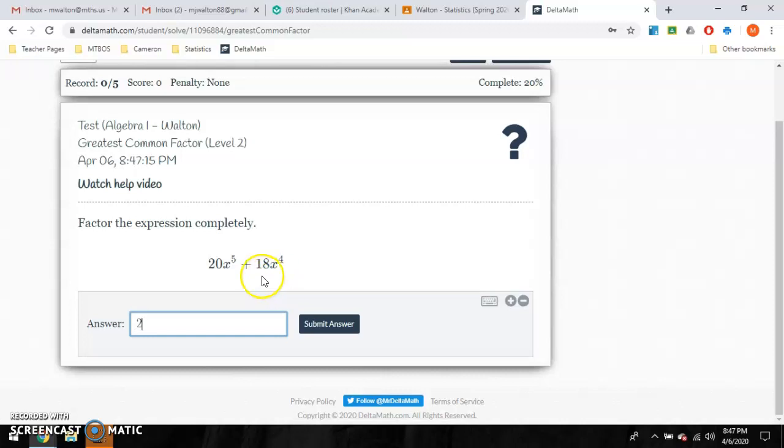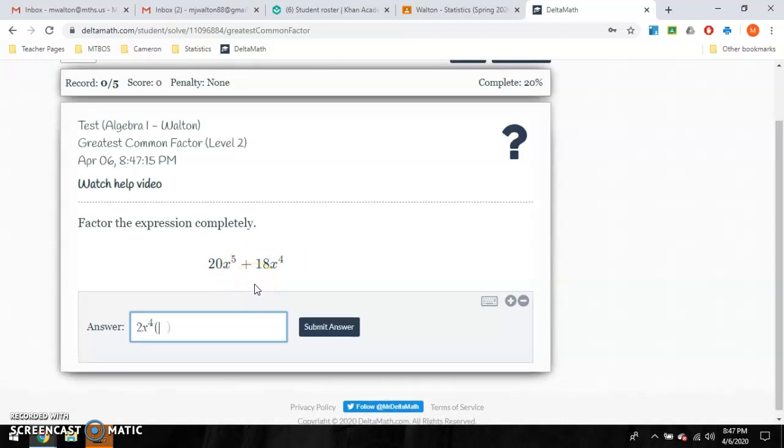Now I want to think about this. If I were to have x to the 5th and x to the 4th, these have x to the 4th in common. So this is x to the 4th power that I could factor out. So let's talk about what is left here. 20 divided by 2 leaves me 10. And if I had x to the 5th and I took out 4 of them, I would be left with an x. And then finally, 18 divided by 2 leaves me with a 9. And then finally, x to the 4th divided by x to the 4th. I don't have any x's left here.